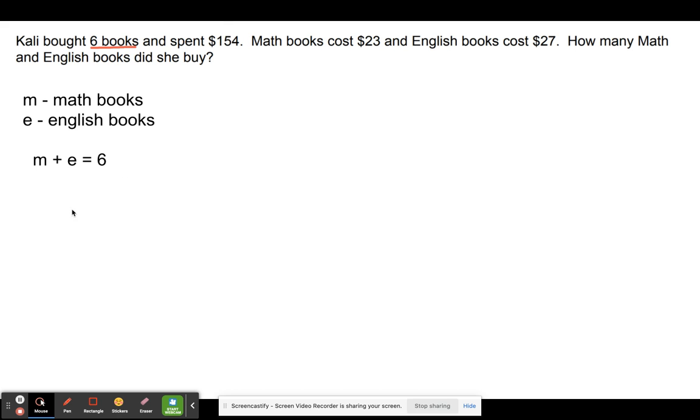All right. So then, how about the cost? So she spent $154. All right. Well, remember that's a total, so that equation will be equal to that, and we get that from figuring out how many math books times $23 and how many English books times $27. So 23M, $23 times math books plus $27 times the English books will equal 154.